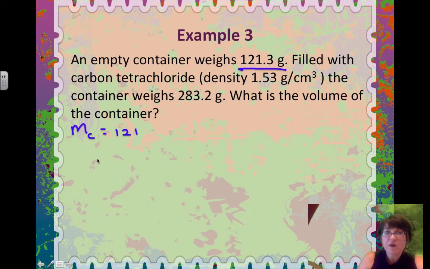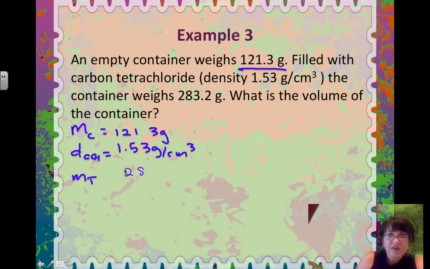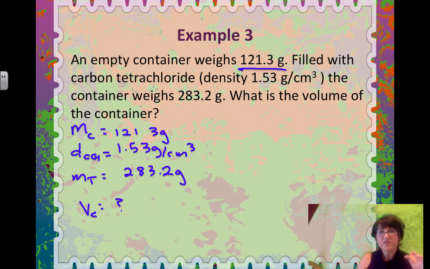When we fill it with carbon tetrachloride, CCl4, then we have a density of 1.53 grams per cubic centimeter, and the weight of our container, the total mass, increases to 283.2 grams. We want to know what is the volume of the container alone, so we're going to use the density to get us there. First of all, I need to know how much of the mass came just from carbon tetrachloride. So let's work that out first.